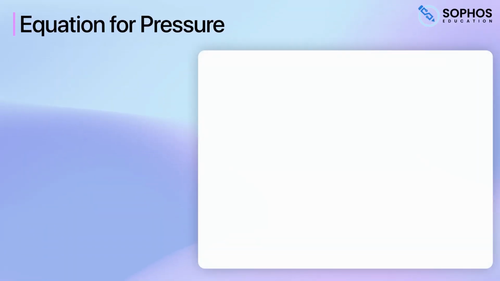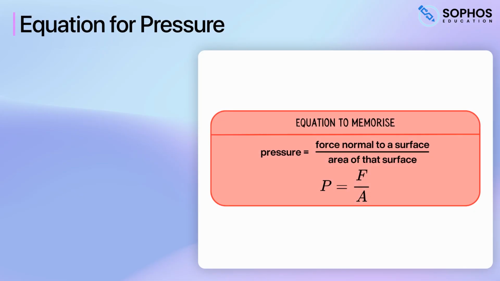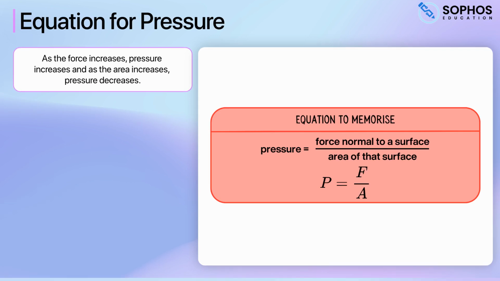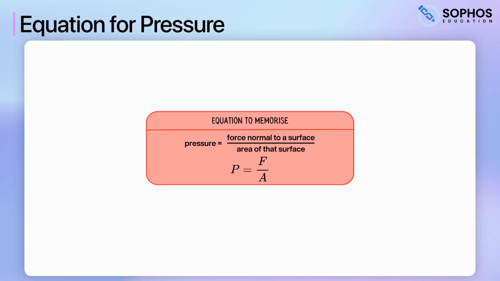With that intuition in mind, we introduce the formula for pressure, which is pressure equals force divided by area. This aligns with what we expected, because as the force increases, pressure increases, and as the area increases, pressure decreases. To fully understand this equation, though, let's break down its variables.